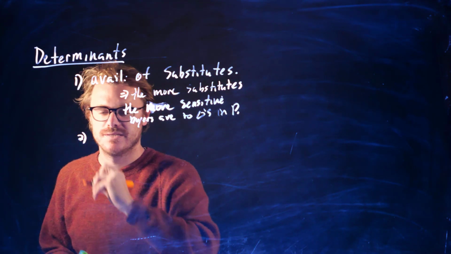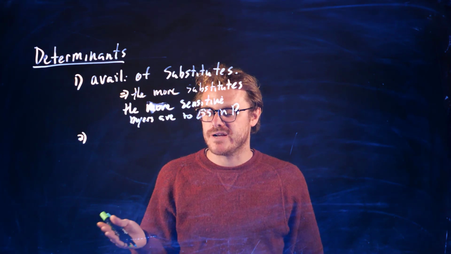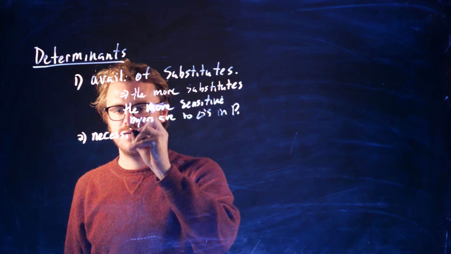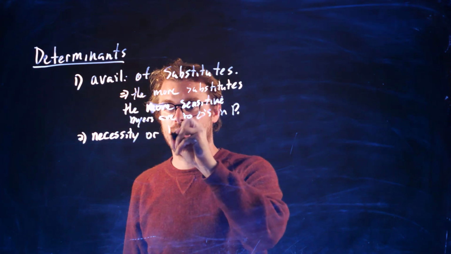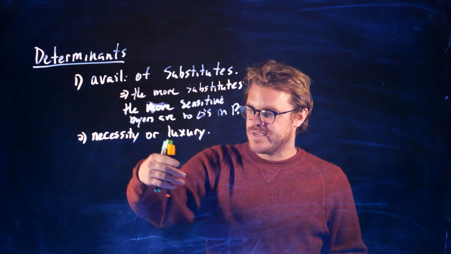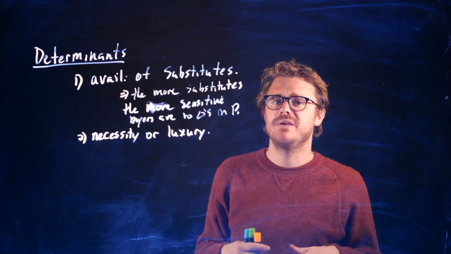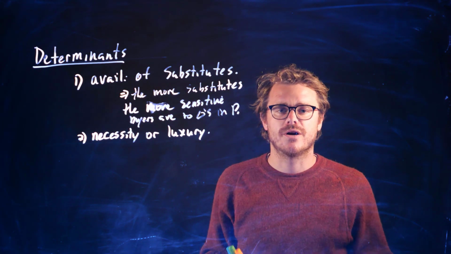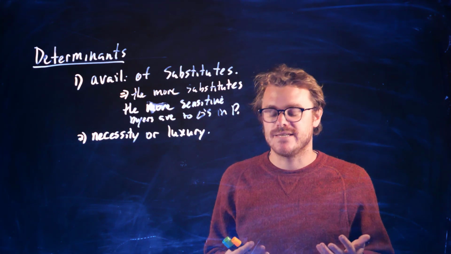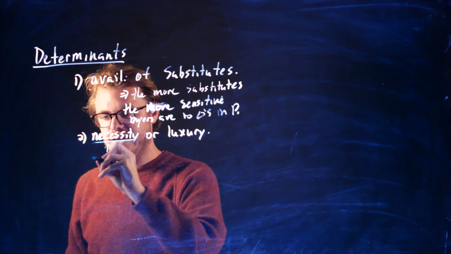So the second determinant of elasticity for a product that we're going to talk about is whether this good is a necessity or a luxury good. Usually we think of necessities, and again, insulin is a great example, as something that you need to purchase. Like water, basic foods, medicine that some people need to take. Those are necessities, and if something's a necessity, it's going to be inelastic.